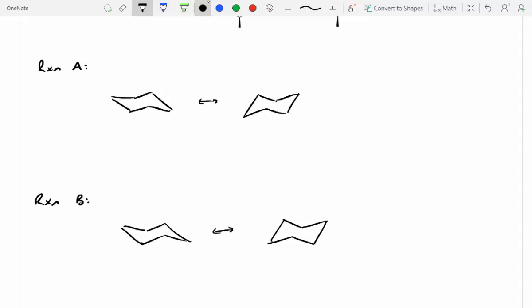So my first word of advice is draw both chair conformations of your starting material. And then after you've drawn both chair conformations, circle the one that's more stable. Just like we did on our exam 1.